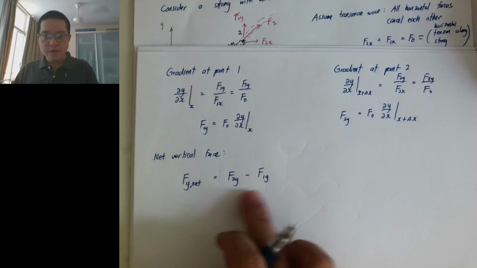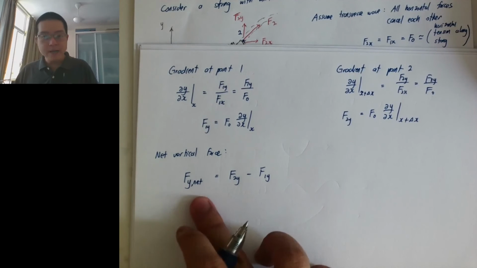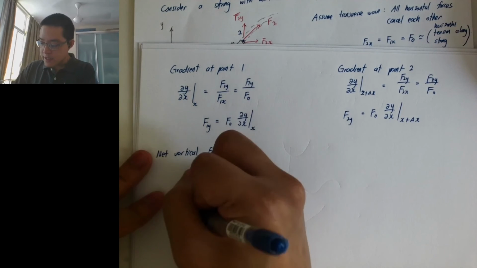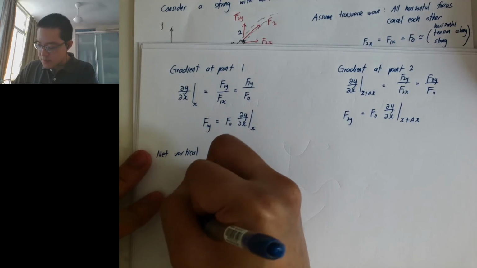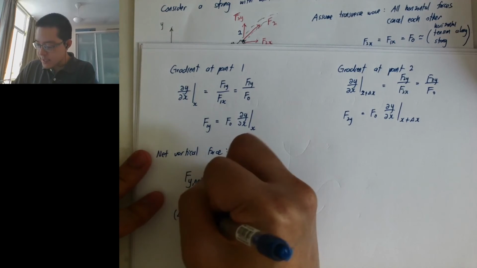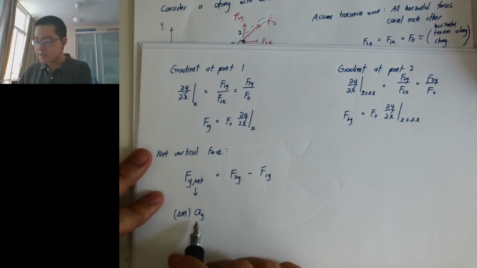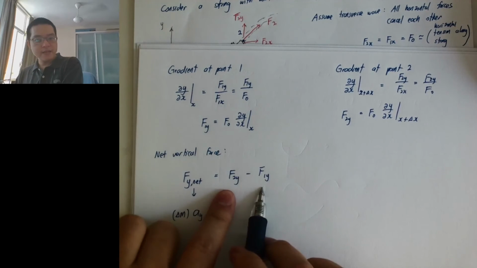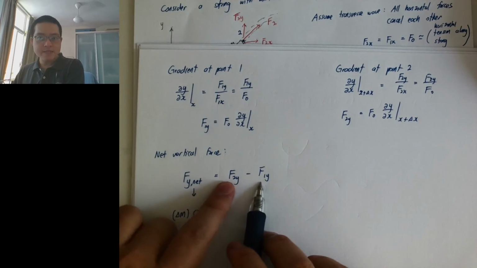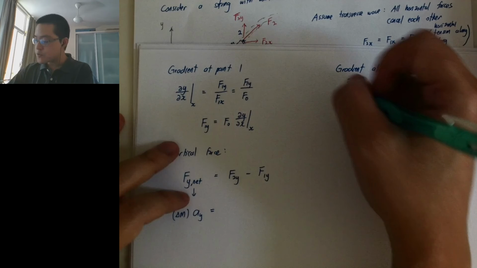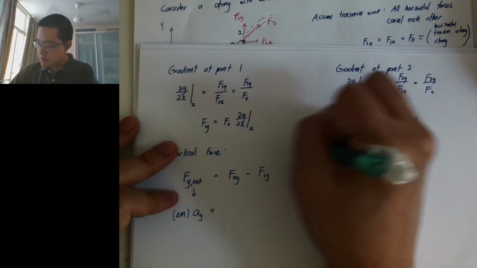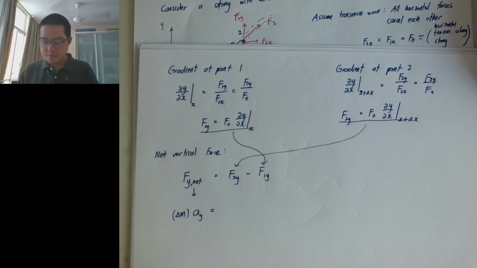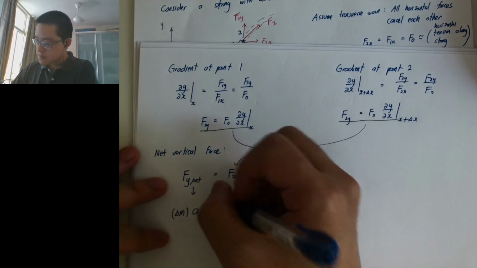Okay, so I got this now. Then this is my net force, right? By Newton's law, it is the mass of the object times the acceleration. I'm talking about the vertical direction, so the vertical acceleration. And then what is the right hand side? The right hand side is F2y minus F1y, and F2y is over here, F1y is over here. So it's this minus this.